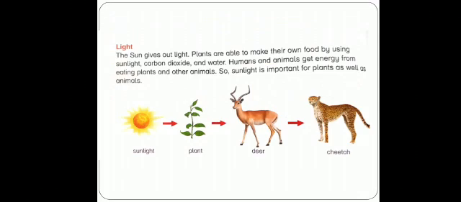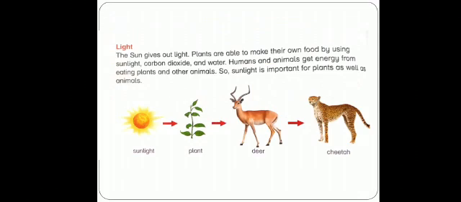The next important thing that is present in our environment is light. The sun gives out light. Plants are able to make their food by using sunlight, carbon dioxide, and water. Humans and animals get energy from eating plants and other animals. So, sunlight is important for plants as well as animals. The basic source of light is the sun. We all get light from the sun. Plants make their food with the help of sunlight, carbon dioxide, and water.